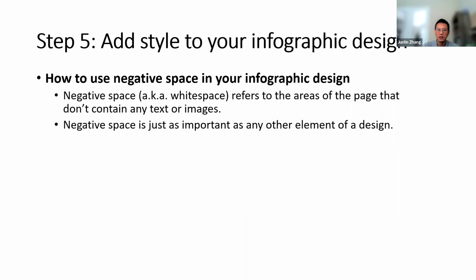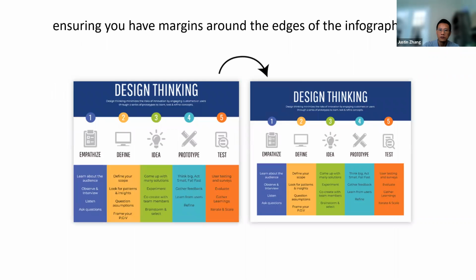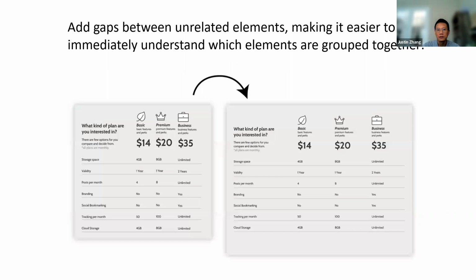So it's necessary to use negative space in infographic design. Negative space is just white space. Even though it does not contain any text or images, it's important to use the negative space wisely to ensure that we have sufficient margins around the edges of the infographic. Gaps between unrelated elements should also be taken into account, which helps readers understand which elements are grouped together.